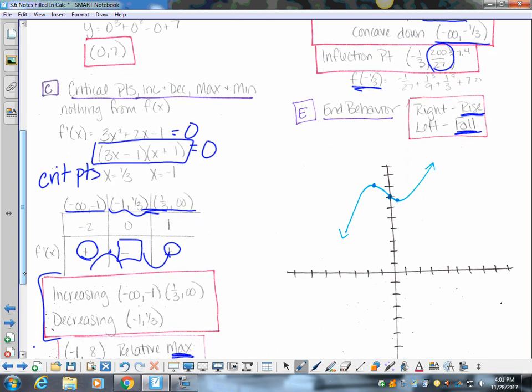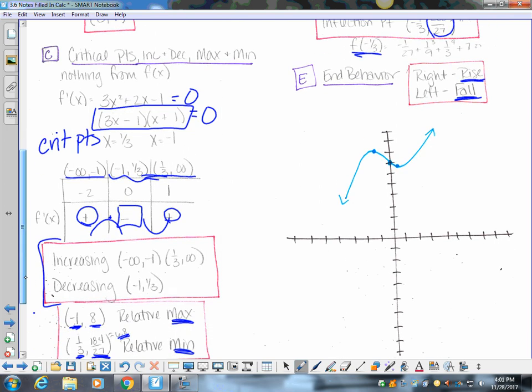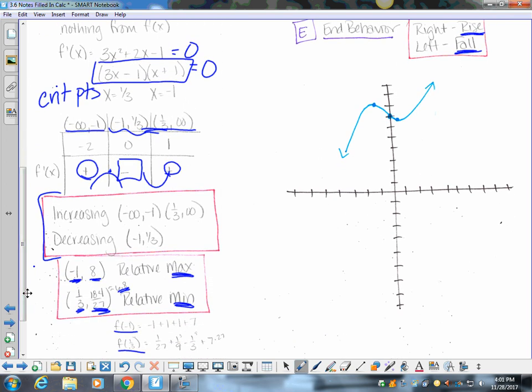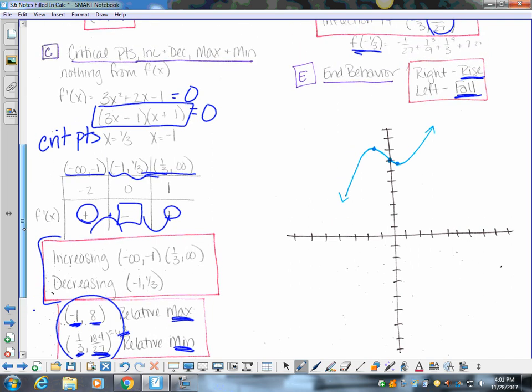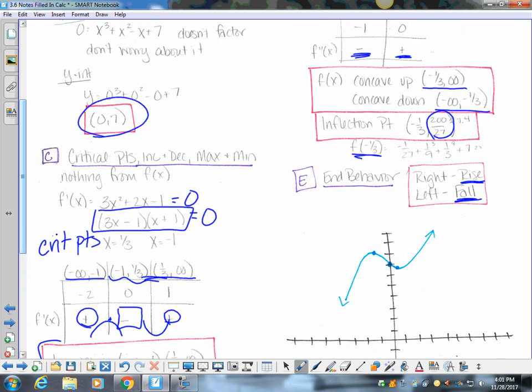So I'm going to put my max and my min on here. So I've got these 2 points. I'm going to put my y-intercept in here. So he's there. And then my max and my min. And then I know that as I head to infinity, I'm rising. And as I head to -infinity, I'm falling. And then I just draw my little humps.